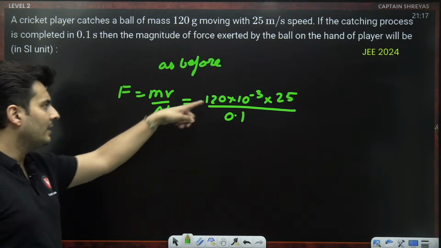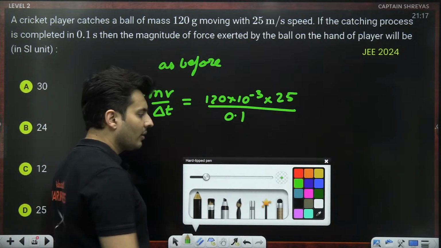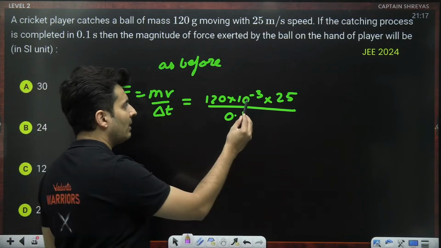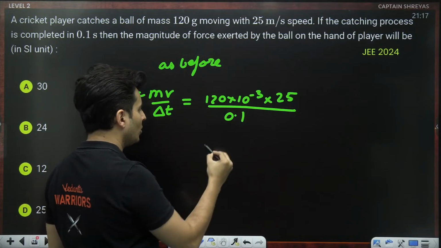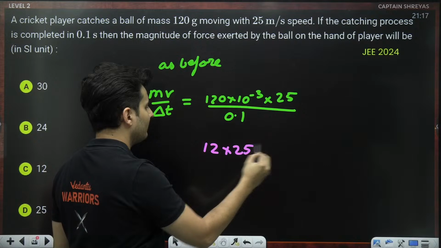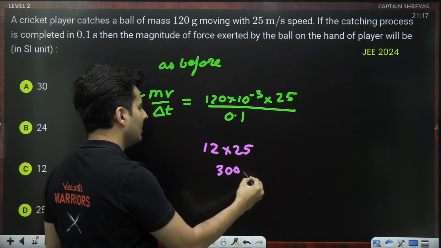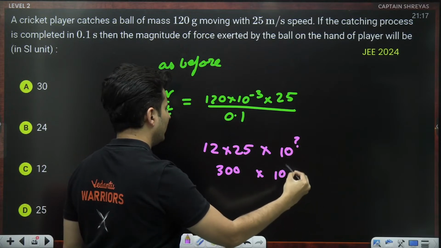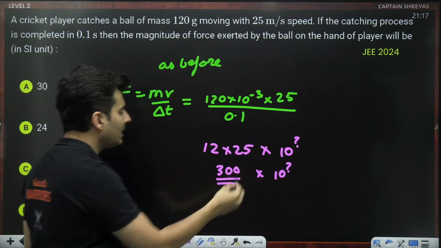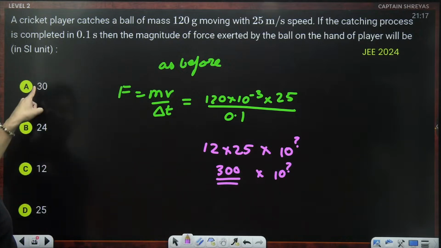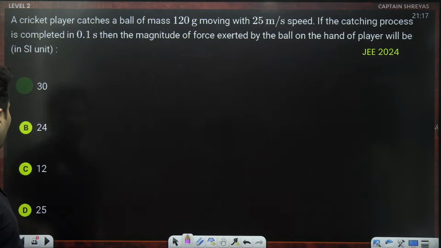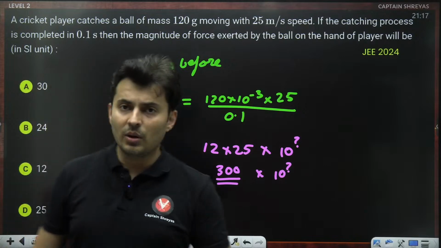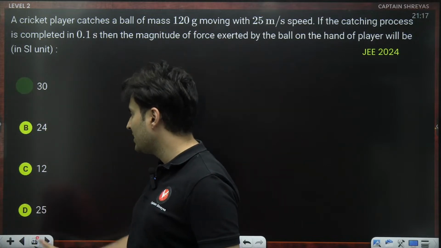You can do this directly without solving it using this trick called ignoring the powers of 10, zeros and decimals. If you ignore the powers of tens, zeros and decimals, you only see the numbers 12 and 25. 12 into 25 is 300. Something else will be there, but that will be some power of 10. That doesn't matter to me as long as I see 3 in the answer, which is there in option A. So directly I can mark option number A without having to calculate it. That is a simple trick of calculation where you ignore powers of 10, decimals and zeros.